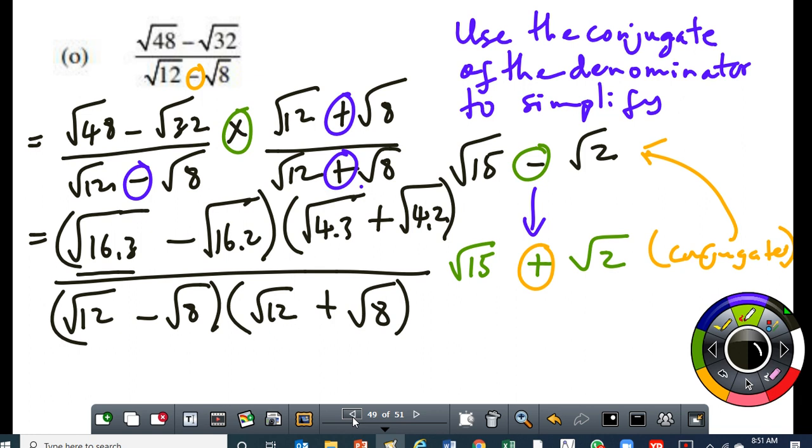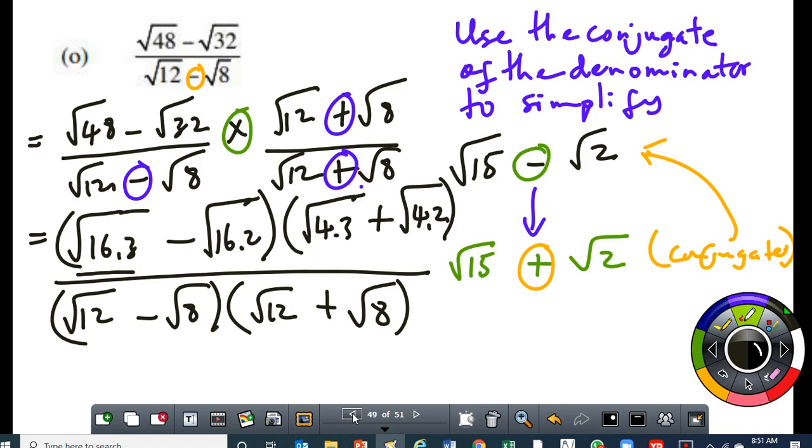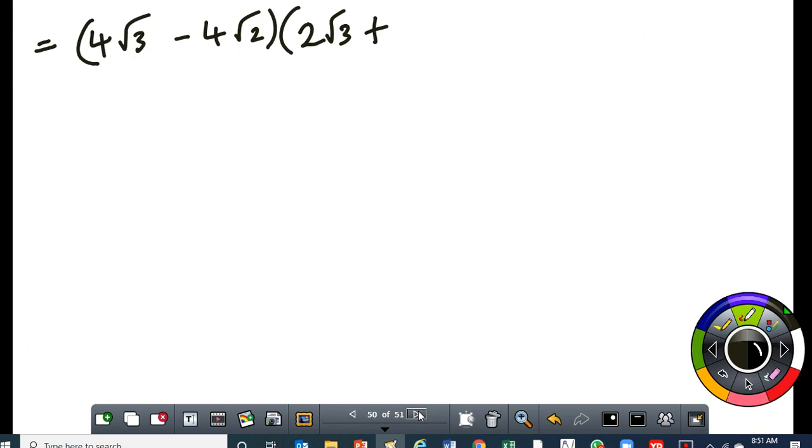So I can write the first term of the second bracket as 2 square root of 3 plus the second bracket is square root of 4 times 2, which is the same as 2 square root of 2. So I can write this as 2 square root of 2. And this is all over.